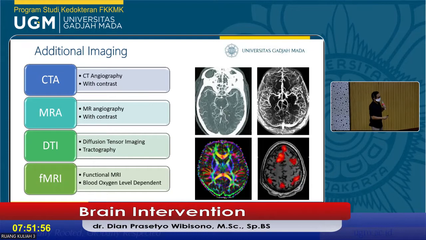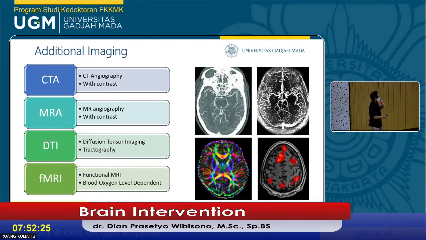DTI is diffusion tensor imaging. This is a specific sequence of MRI in which we can see the tracts inside the brain. So you can see here the fasciculus longitudinalis anterior or anterior commissure. This one is the fasciculus longitudinalis or arcuate. You can see all of the tracts inside the brain using the DTI sequence, or diffusion tensor imaging.